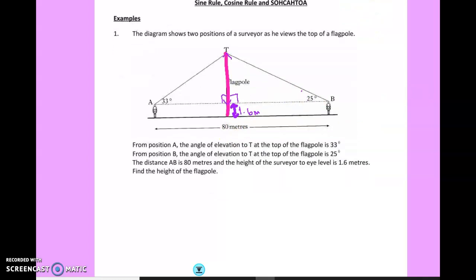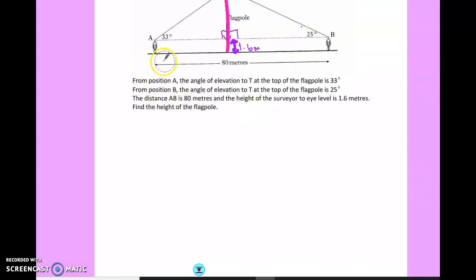So we need to treat this as a big triangle to begin with, because I know the length of this side here. There's my 80. That's A, so that's 33 degrees. That's B, so that's 25 degrees. And I'm going to find either this side or this side. It doesn't matter which one I find, because that then gives me the length of the side in one of my smaller triangles, which means that I can then work out my height.